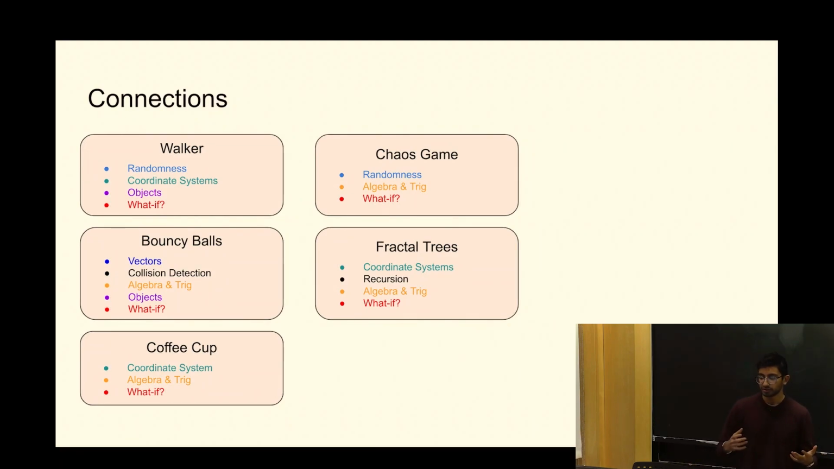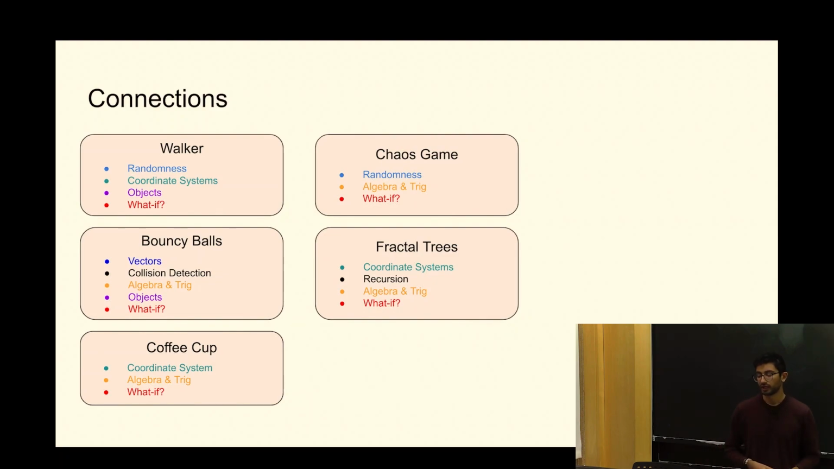Similarly, coordinate systems and coordinate planes, those are going to be important when we're doing something as simple as creating a random walker, but then we saw them useful again when we were creating the points around our circle for the coffee cup example, and then we really messed with them a lot when creating our fractal trees using more advanced functions like push and pop matrix.